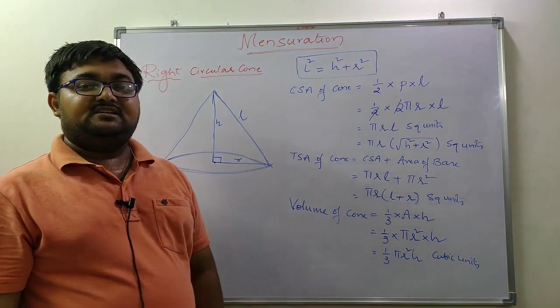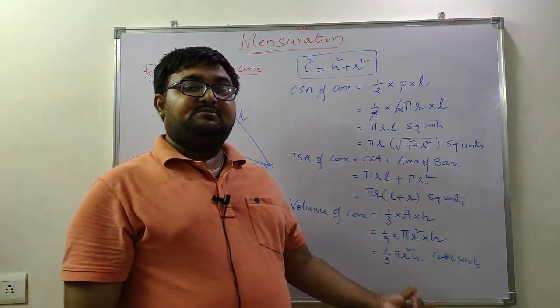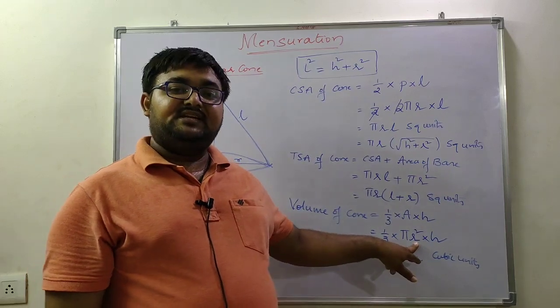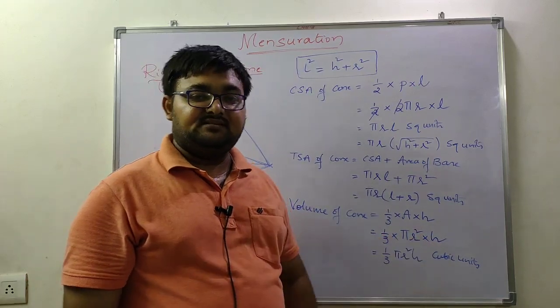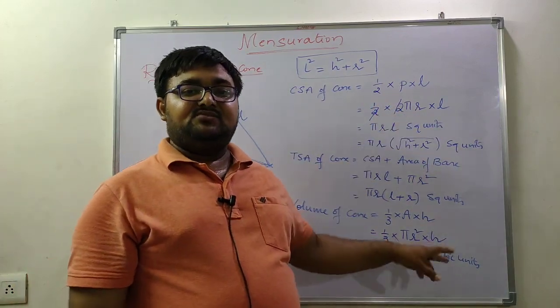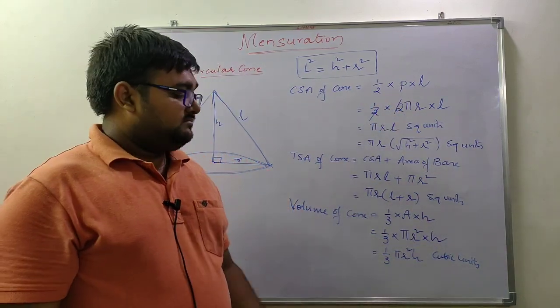See, here some of the students make a mistake. So what is that? Instead of the area of the circle, they will be replacing it with the circumference of the circle. So you need to remember these two formulas clearly, right?